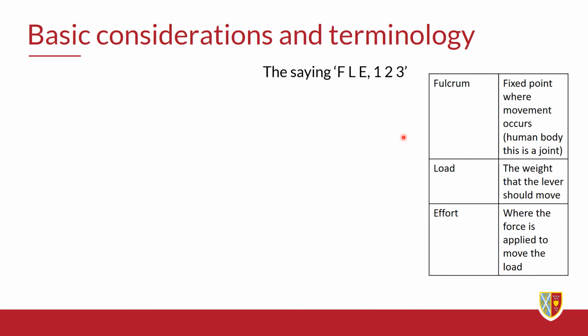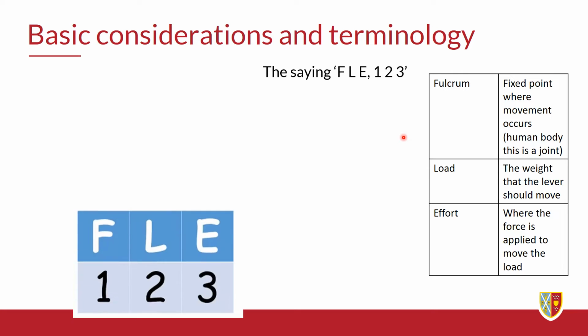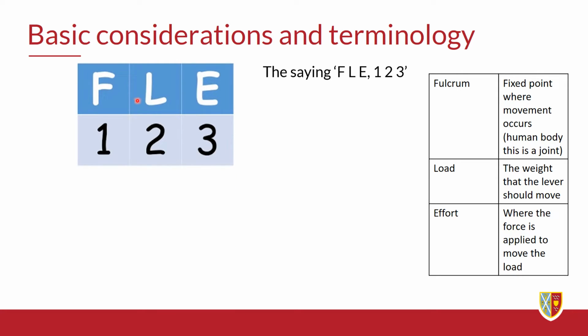So we can work out which type of lever it is by saying FLE 1, 2, 3. What we need to be aware of is whichever one of these is in the middle, so the fulcrum, the load, or the effort, will determine whether it's a first class lever, a second class lever, or a third class lever. If the fulcrum is found in the middle, it's a first class lever. If the load is in the middle, it's a second class lever. And if the E is in the middle, the effort, it is a third class lever. So saying FLE 1, 2, 3 will help us to remember that.